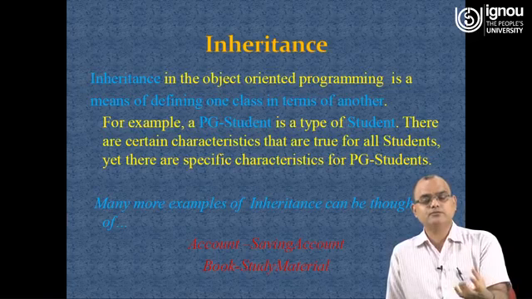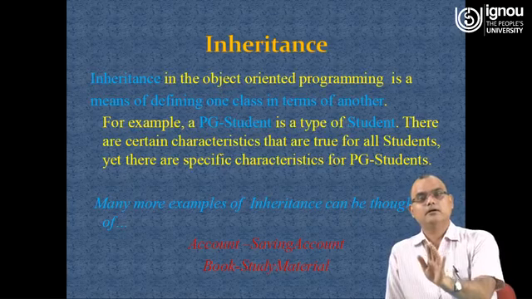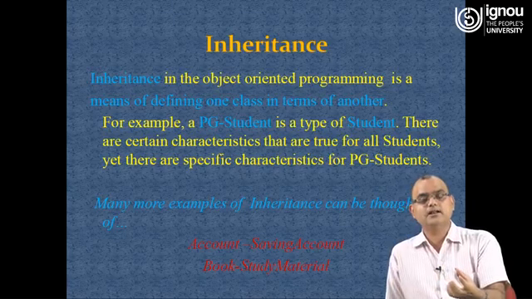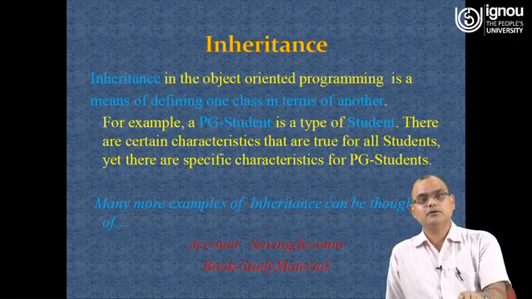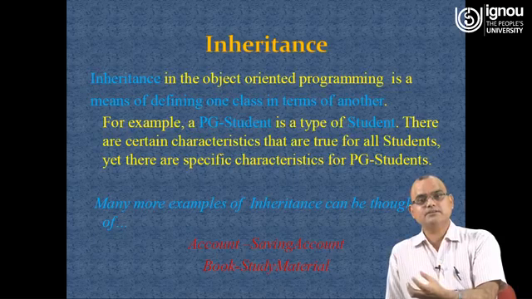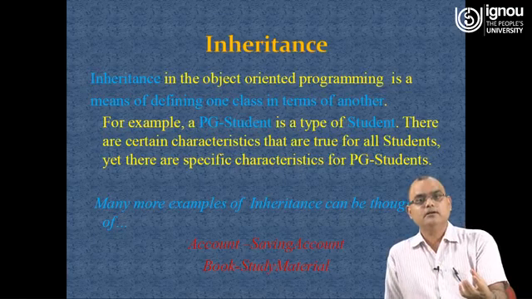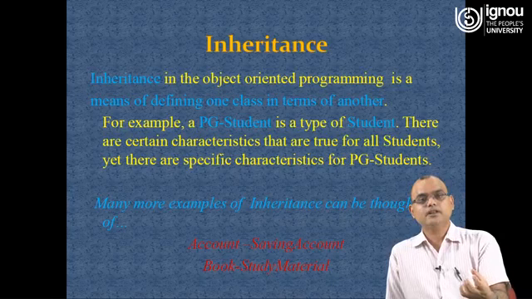So the postgraduate student class now has generic characteristics and additional characteristics. The generic characteristics come from the parent class, and the additional characteristics come from its own implementation. So it is an expansion of the existing code. It uses features which already exist in the student class, and then implements some more things in the PG student class.